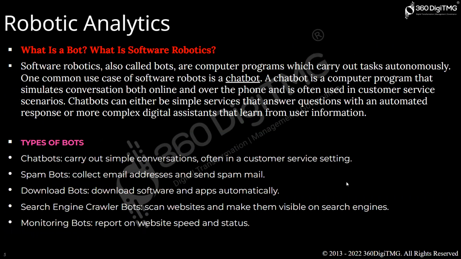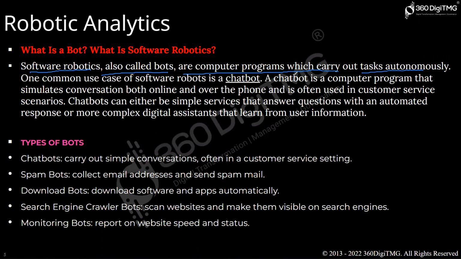Before going to the types of robotics, I'm going to explain what a bot is, and how software robotics implements itself. Bots are nothing but a computer program. Let me explain that. Listen carefully. Software robotics is also called bots, and they are computer programs which carry out tasks autonomously. We can compare bots to a trigger. In SQL and data science, a trigger automatically implements itself when we have data. Same thing, that is called a bot.